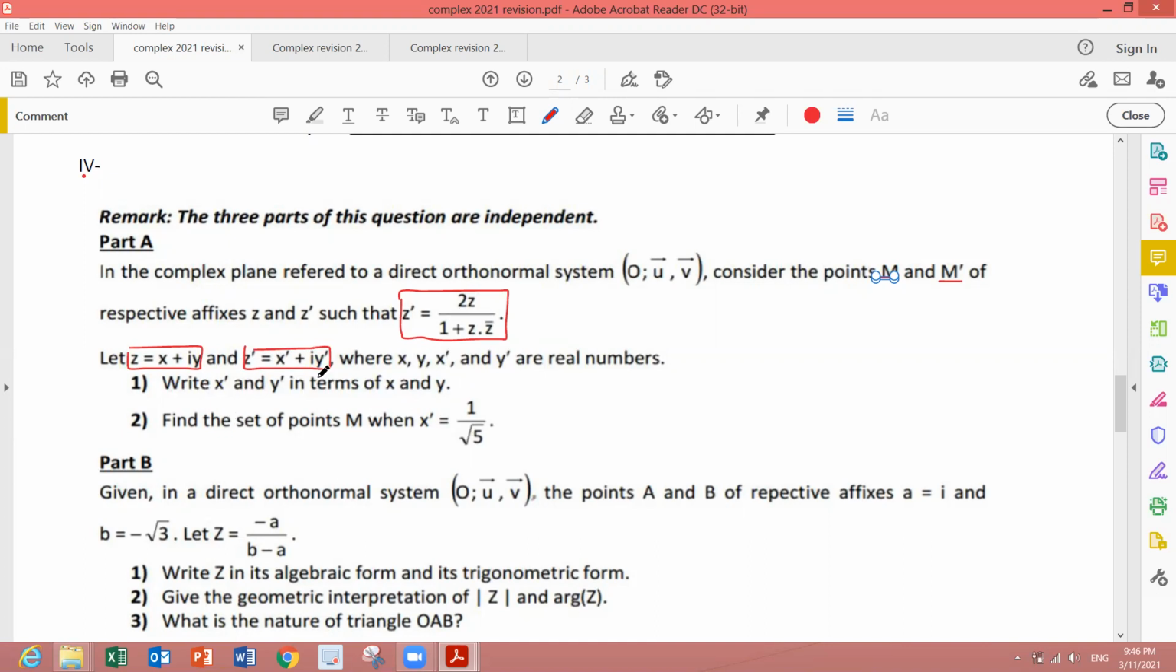So to write X prime and Y prime in terms of X and Y, we take this relation. We replace Z by X plus IY and Z bar by X minus IY, and we calculate Z prime, then the real part X prime, and the imaginary part is Y prime.